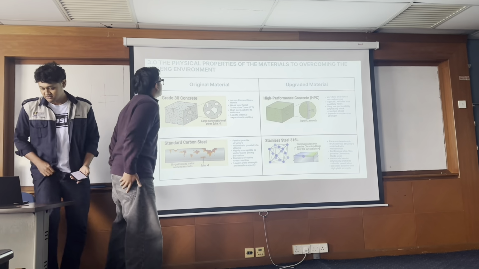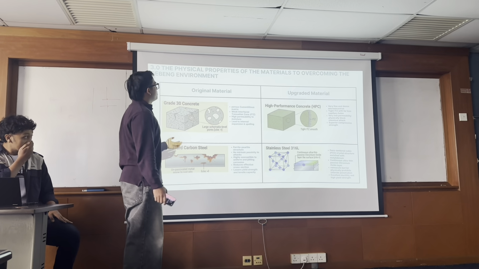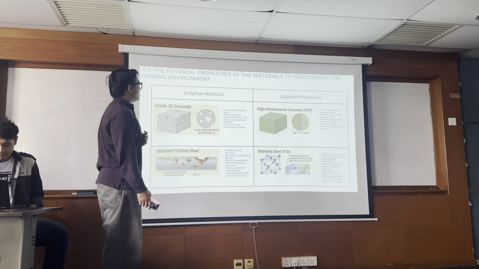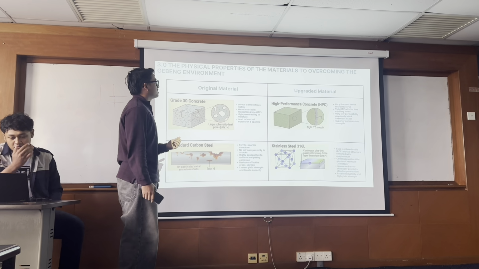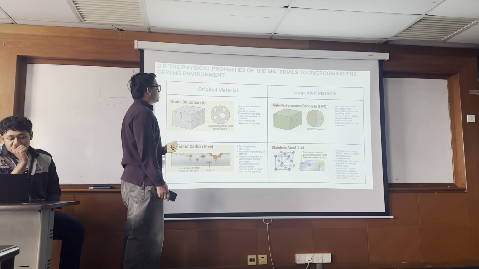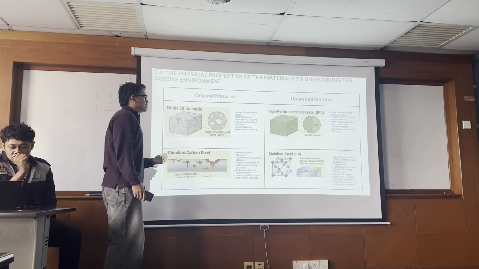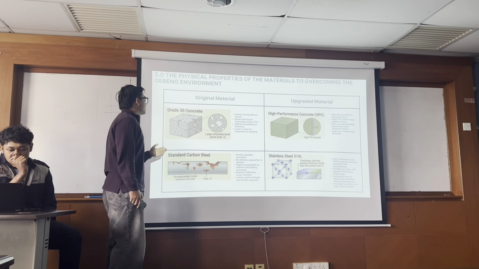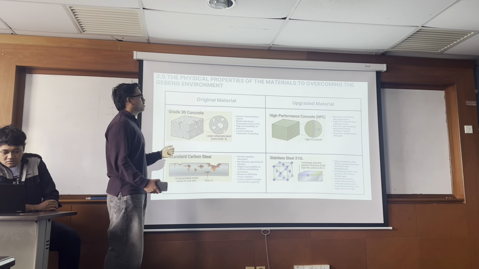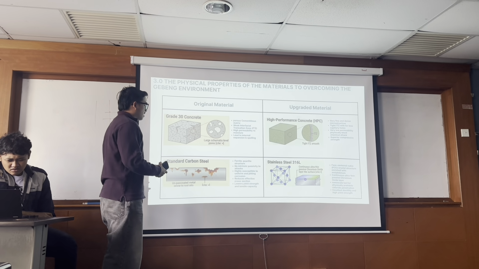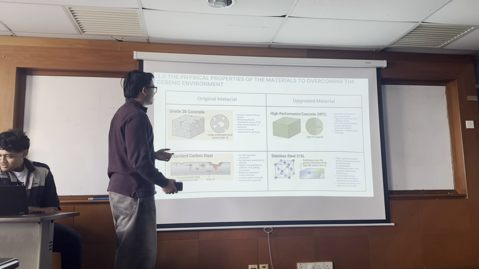After that, we move to the physical properties of the materials. As for the original material, we use grade 30 concrete, which is a porous cementitious matrix. It also has a weak interfacial transition zone, and it has high permeability to moisture, which leads to internal expansion and spalling. So basically, grade 30 concrete acts as a hard sponge, which absorbs the chemicals in the environment of the Gebeng industry.